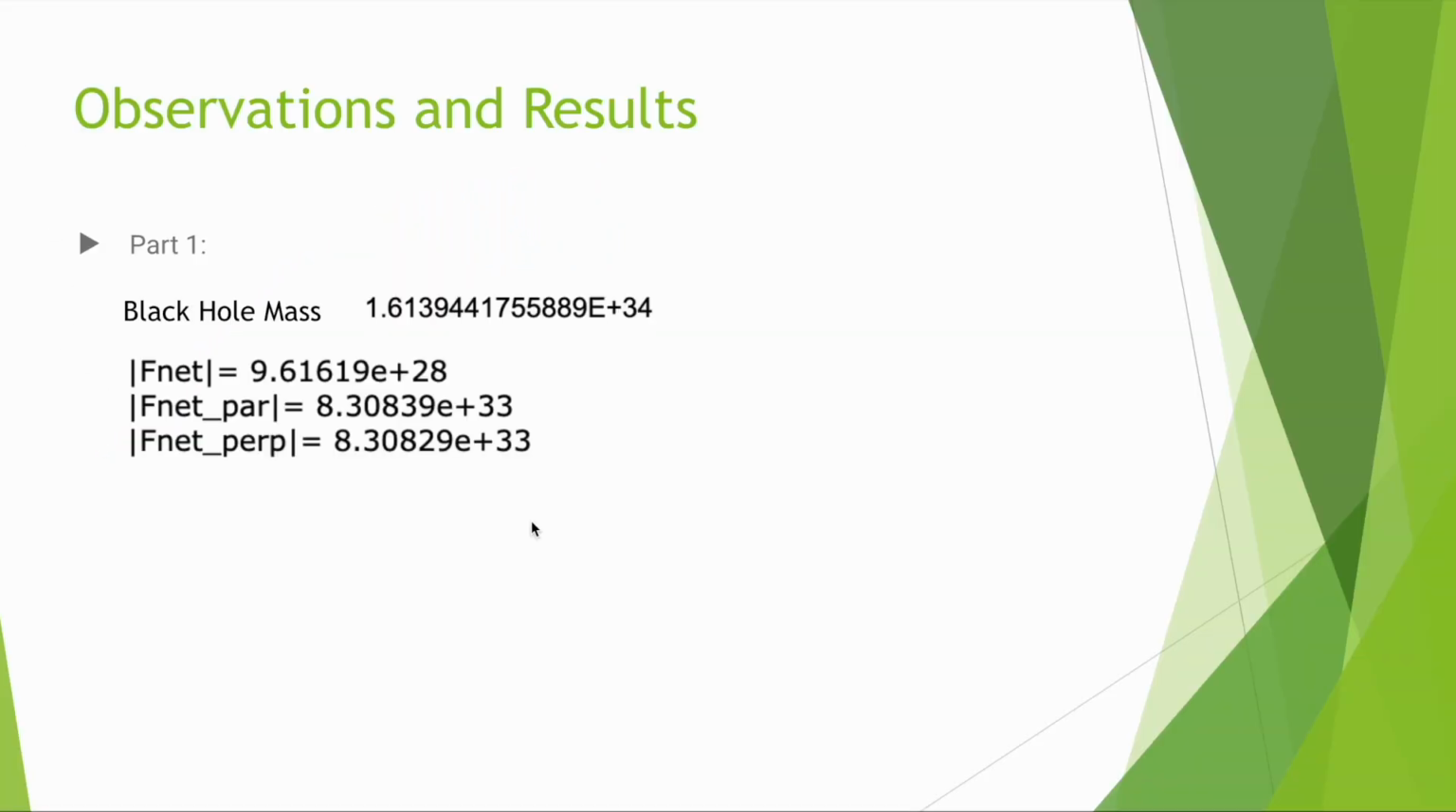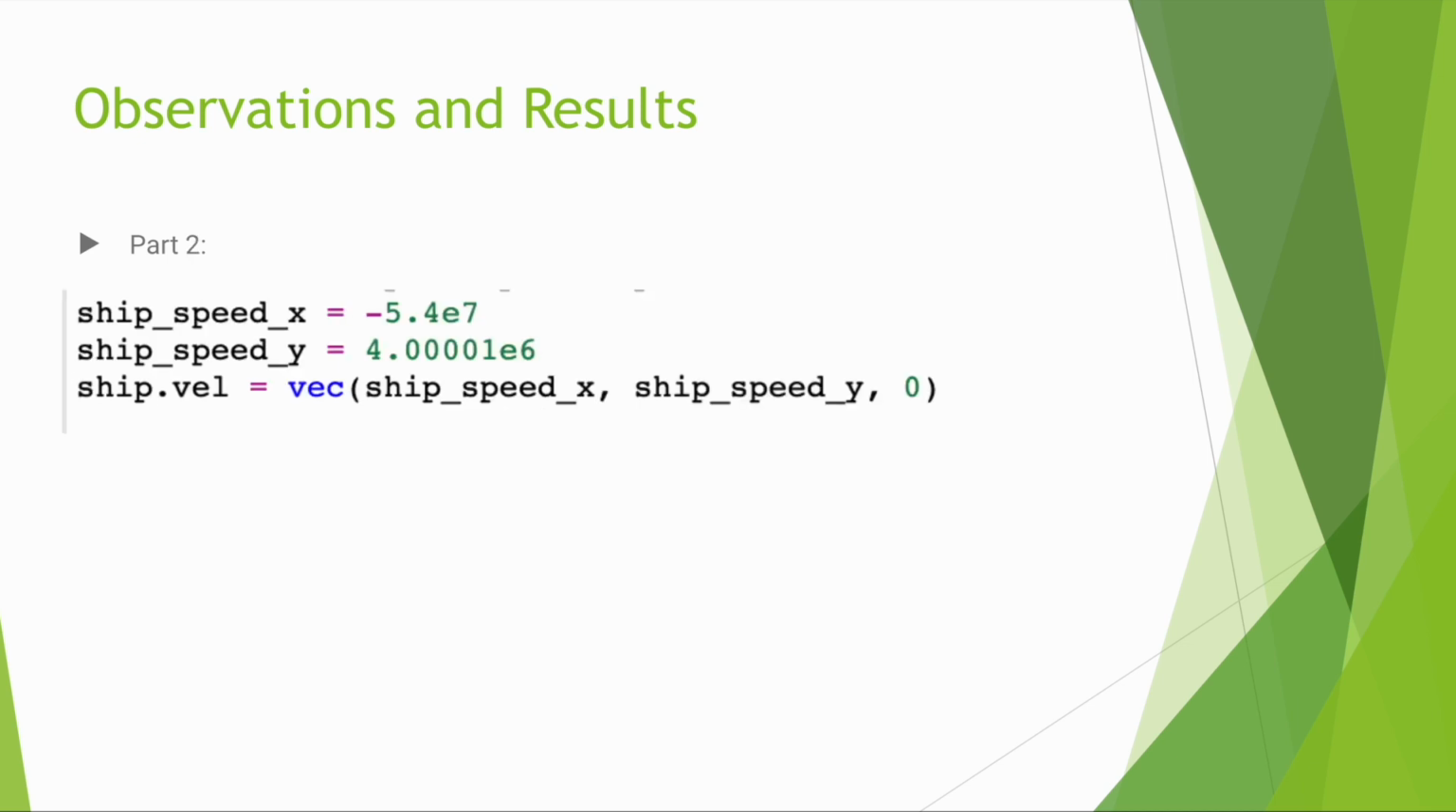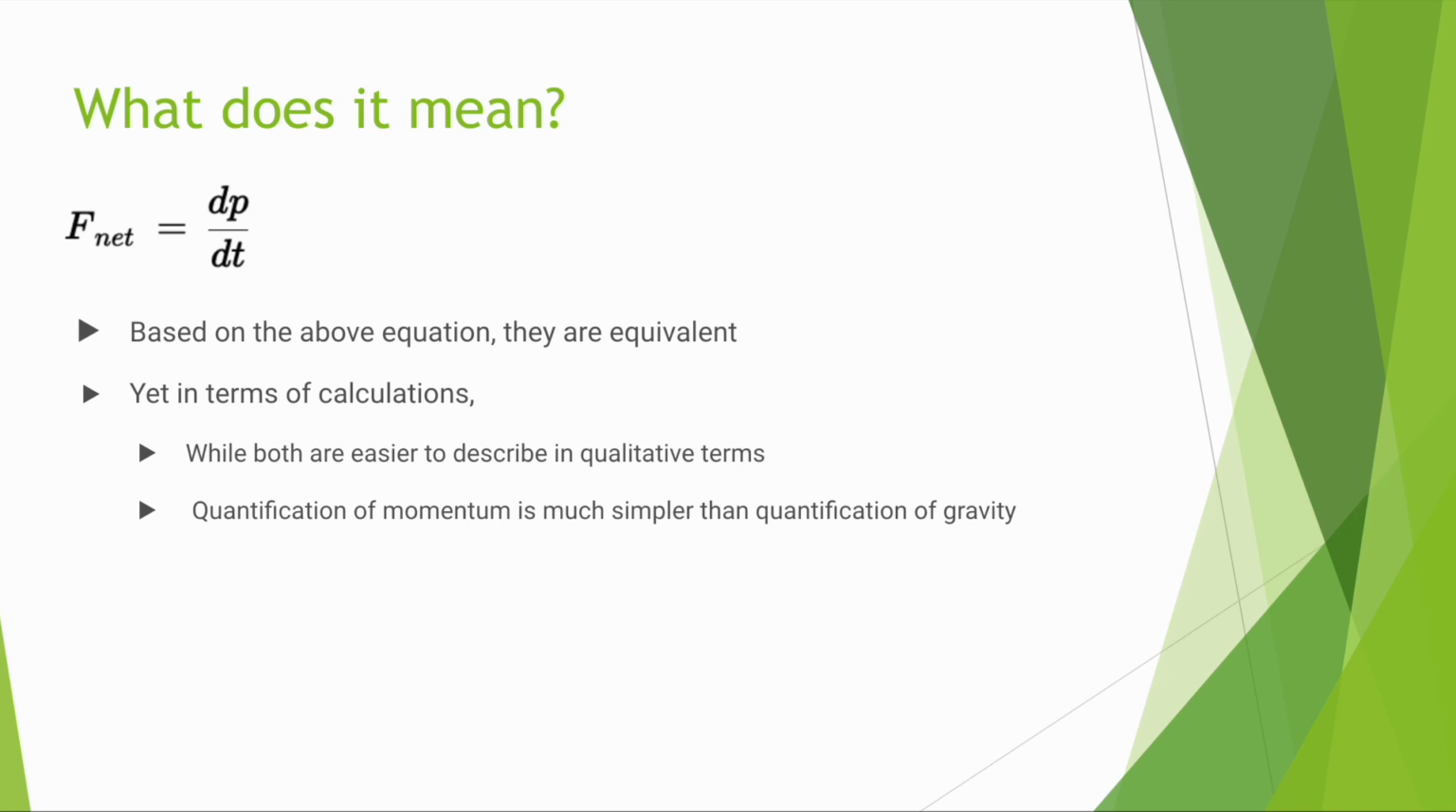Earlier, the results were 1.62 times 10 to the 34 kilograms for the mass, and there are some errors present in terms of the delta t and how close together the intervals were for time, but otherwise it seemed pretty straightforward. Same thing with the ship speed, negative 5.4 times 10 to the 7, and then 4 times 10 to the 6 meters per second. So similar errors, just the difference in time. The delta t could have been smaller to reduce the errors. But what it means is more important.